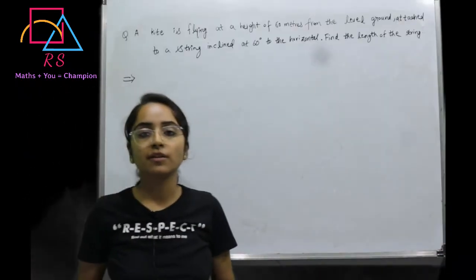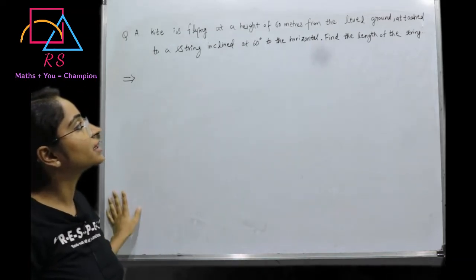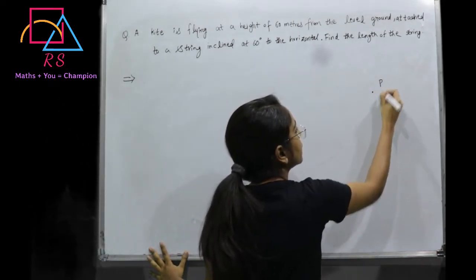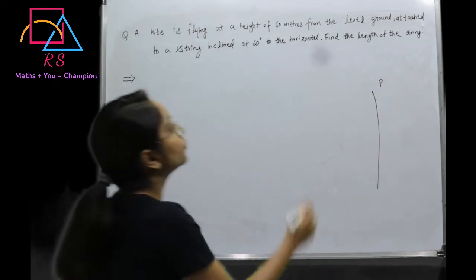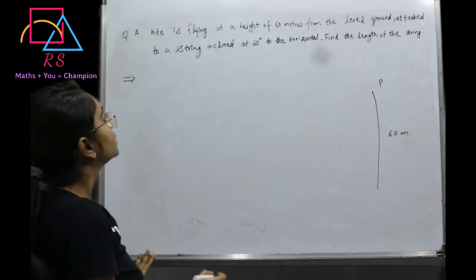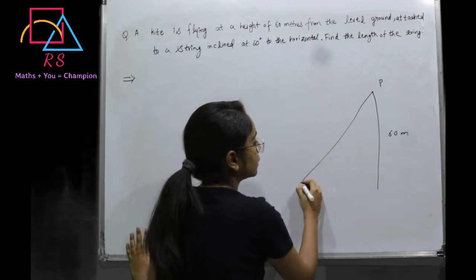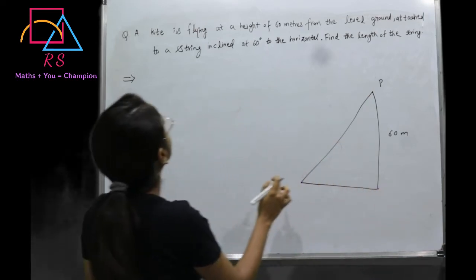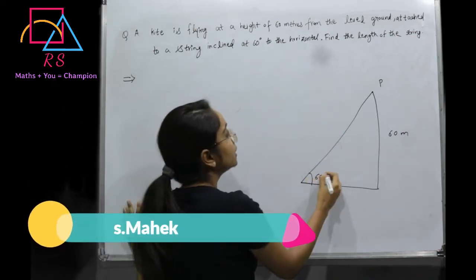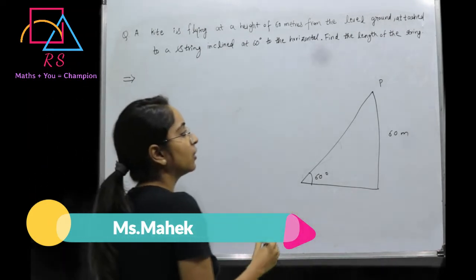Now we are going to solve this particular question, and the question says a kite is flying at a height of 60 meters from the level ground. So we will consider a kite P, which is at 60 meters from the level ground as the question says, and which is attached to a string inclined at 60 degrees to the horizontal. So we have to find the length of the string.